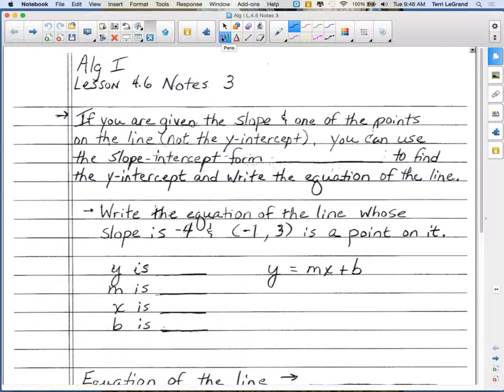If you're given the slope, and instead of the y-intercept, one of the other points on the line, you can use the slope-intercept form, which is what again? What is our slope-intercept form? What does it look like? What does it state? Slope-intercept form.